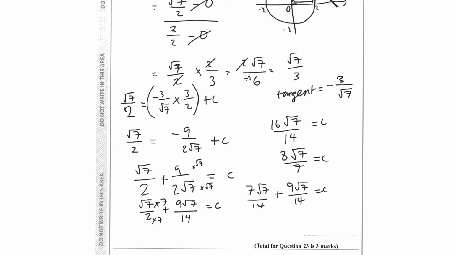So the final answer for the equation of the tangent, by the way, the gradient of the tangent, we want to rationalize that as well. So times 3 over root 7 by root 7. Rationalize just means you make surds nicer so there's no surd at the bottom of the fraction. So that would be minus 3 root 7 over 7. Okay, so then the final answer would be y is equal to minus 3 root 7 over 7 x plus 8 root 7 over 7.